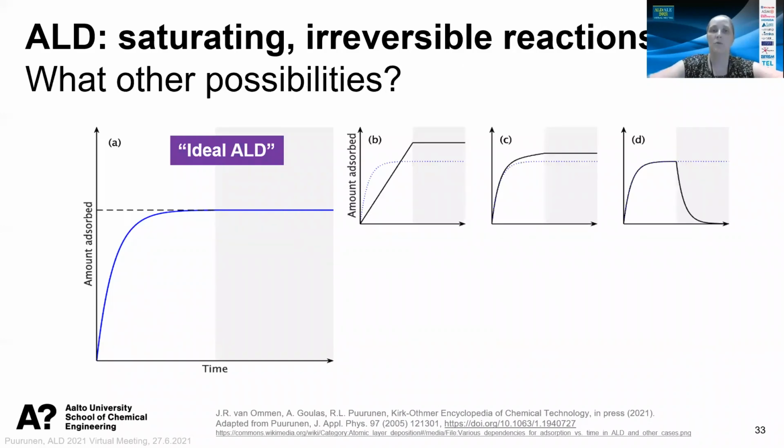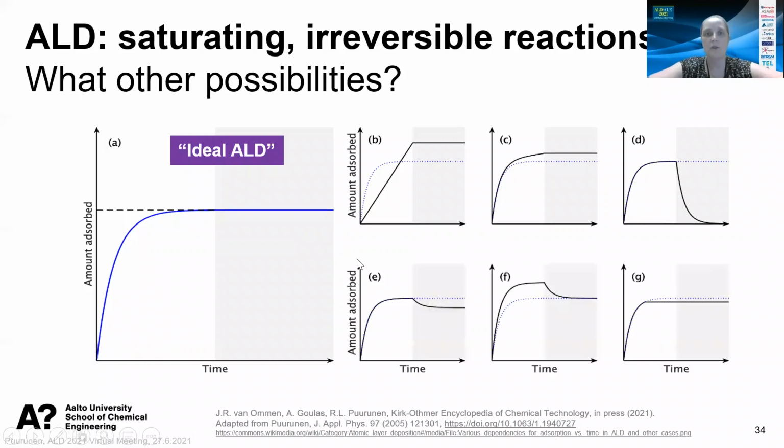There are other possibilities for amount absorbed versus time. If you don't have the saturation, you are in problems, you can't do ALD. If you have reversible reactions, you can't do ALD. If you have a combination of saturating and not saturating, then you are losing control. You can also have combinations of partly reversible and irreversible, either chemisorption or physisorption, and these you could still use in an ALD way. Or if you don't provide enough reactant to the surface, then you also don't saturate. So many possible ways to deviate from this ideal ALD.